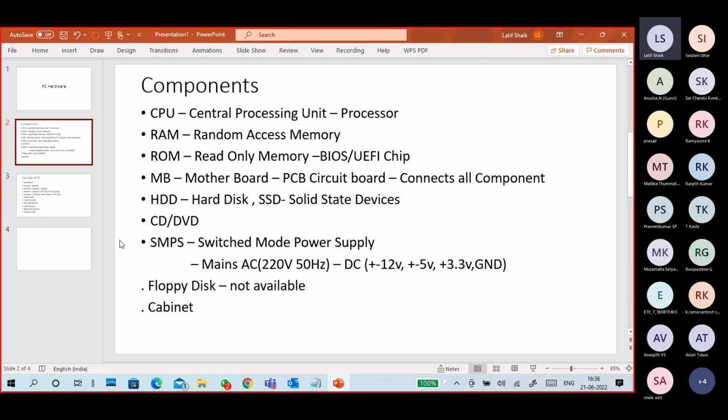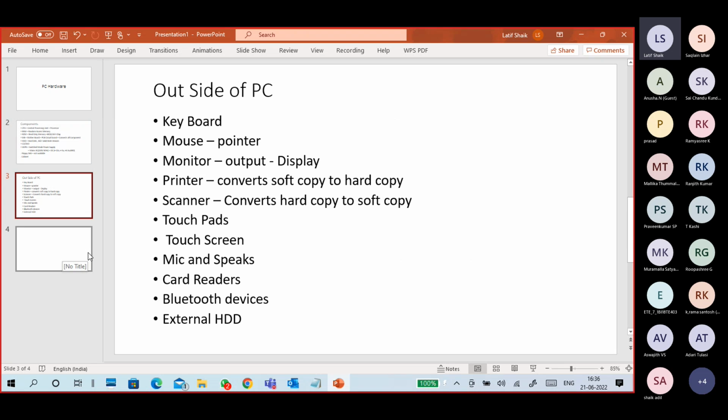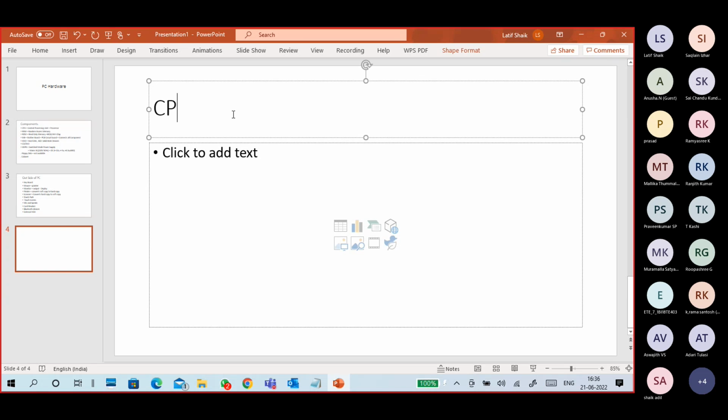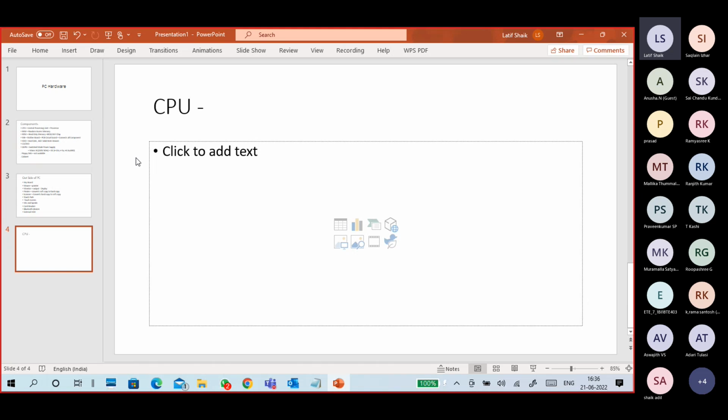So we went through the PC internal components, and external, outside of our PC, what we are connecting. First one is the CPU, central processing unit. We will discuss. Okay, guys. So I'll start with the CPU after a break. CPU, RAM, ROM difference I will tell today, and tomorrow we'll continue with hard disk storage, those kinds of things. Okay.